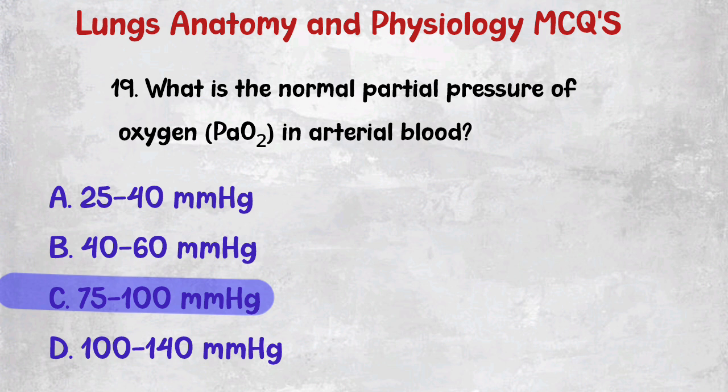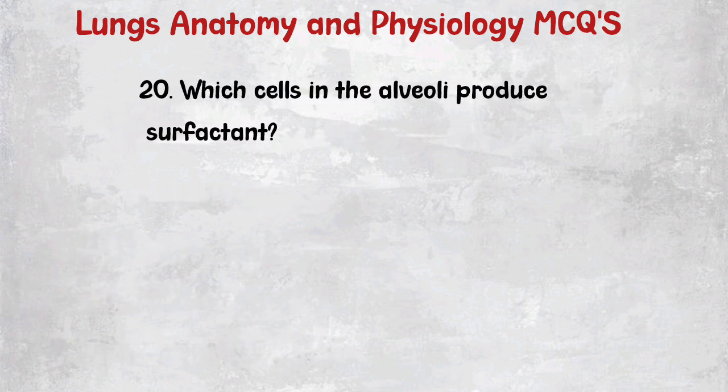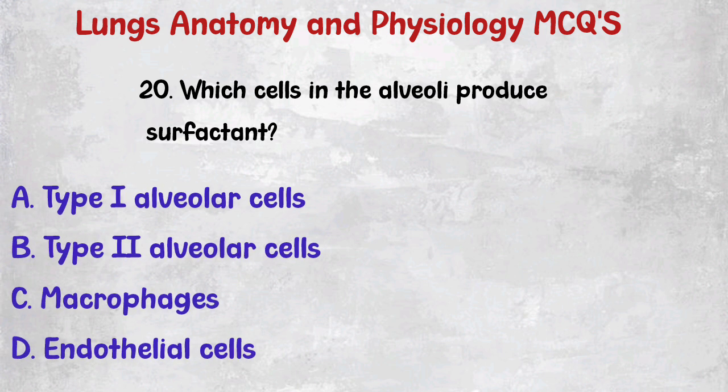Question number 20. Which cell in the alveolus produces surfactants? We have A, type 1 alveolar cells, B, type 2 alveolar cells, C, macrophages, and D, endothelial cells. The answer is B, type 2 alveolar cells. The type 2 alveolar cells secrete surfactants, which reduces surface tension and actually helps to prevent alveolar collapse.